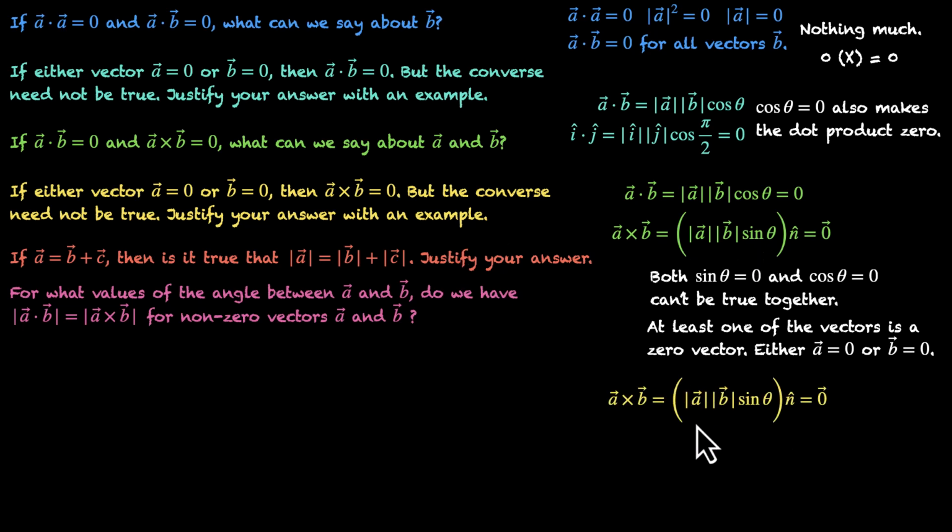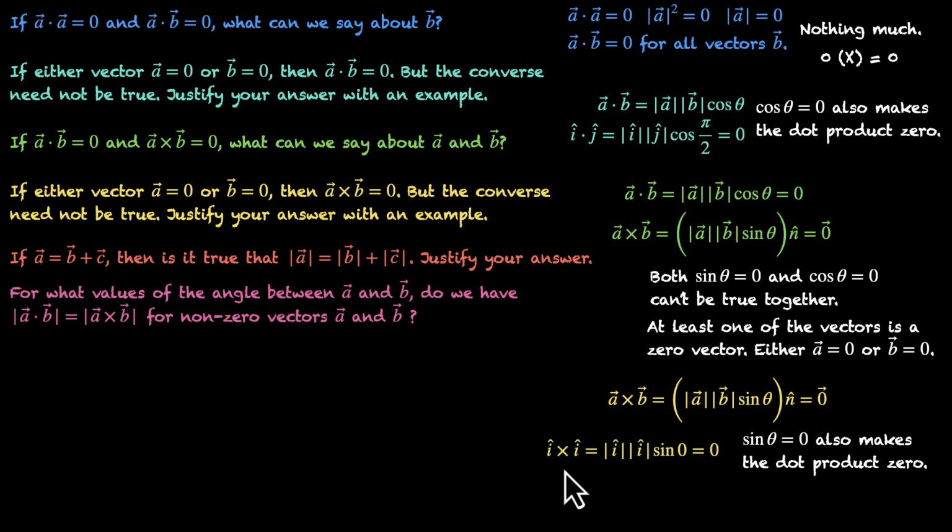If mod of A times mod of B times sine of theta is 0, then any one of these three could be 0. We can still make this 0 with non-zero vectors. How can we do that? Well, we can make sine theta equal to 0. And when is sine theta equal to 0? That's when theta equals 0. So we can do this for collinear vectors. Here's an example. I cross I, both of them are non-zero. Their cross product is still 0. Why is that so? Because the sine of 0 is making this entire thing equal to 0.